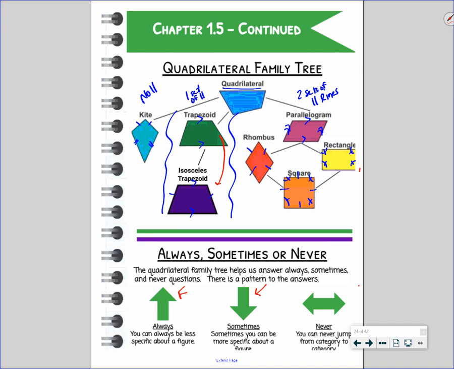Then we have never. You can never jump left and right. So I can't have no parallel sides and one set of parallel sides all at the same time. So I can't jump branches off of my quadrilaterals. So we can never ever move left to right.